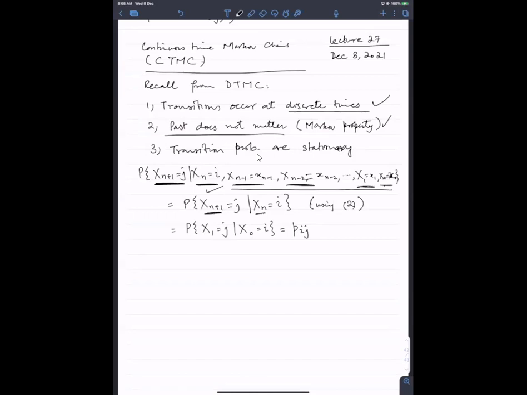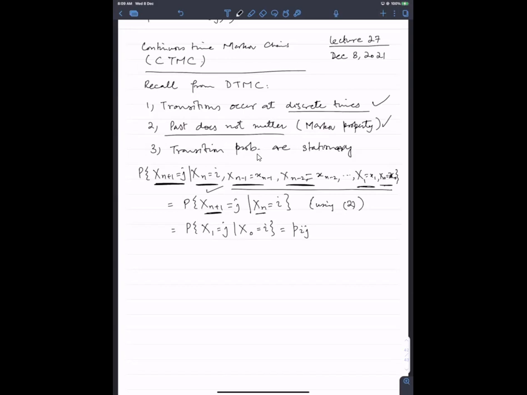And we talked about the infinite state discrete time Markov chains. We talked about the classes of states, recurrent states and transient states, and irreducibility, where every state can communicate with every other state.